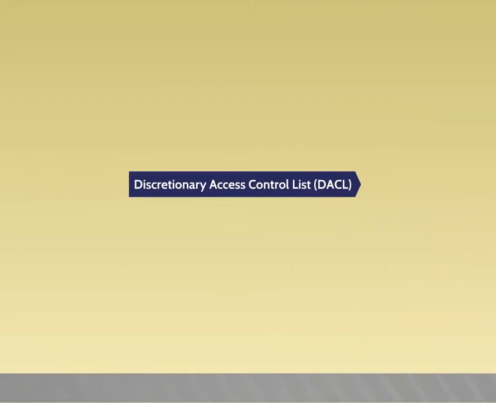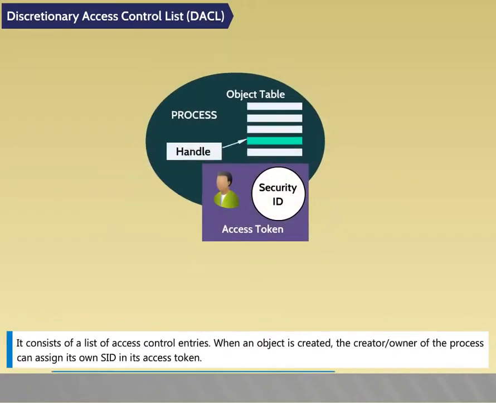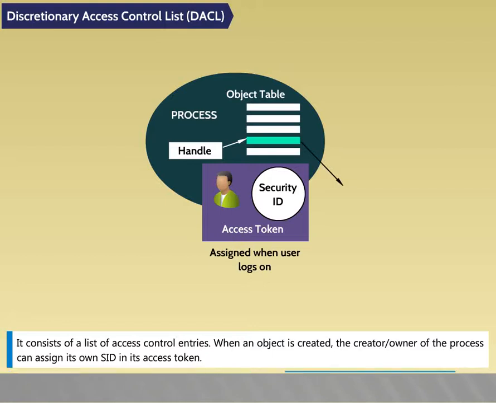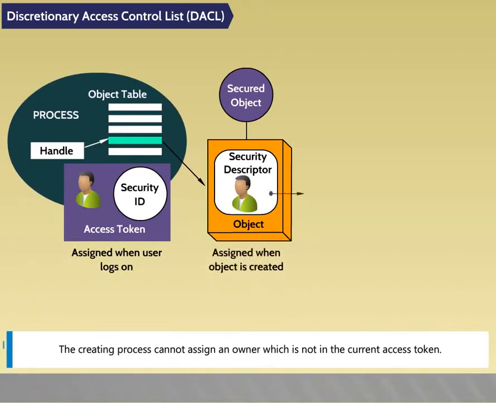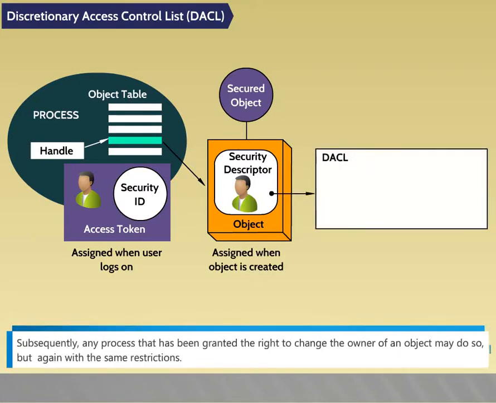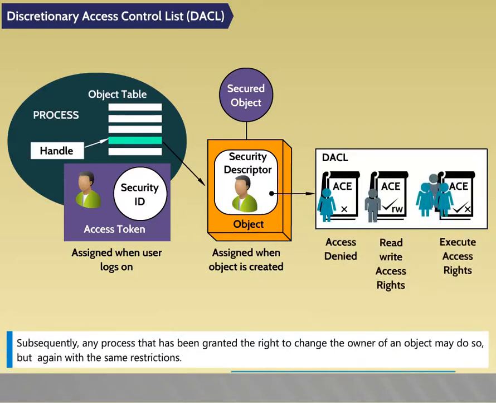Discretionary access control list, that is DACL, determines which users and groups can access a particular object and for which operations. It consists of a list of access control entries. When an object is created, the creator or owner of the process can assign its own SID in its access token. The creating process cannot assign an owner which is not in the current access token. Subsequently, any process that has been granted the right to change the owner of an object may do so, but again with the same restrictions.